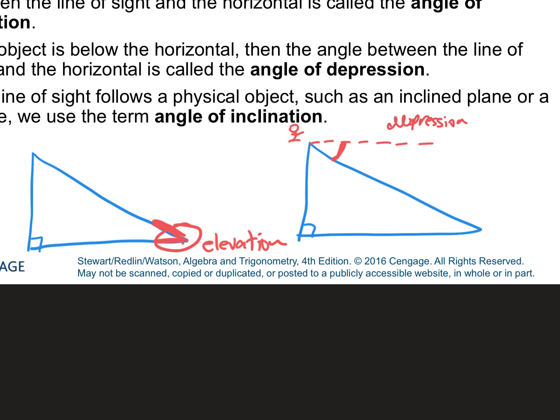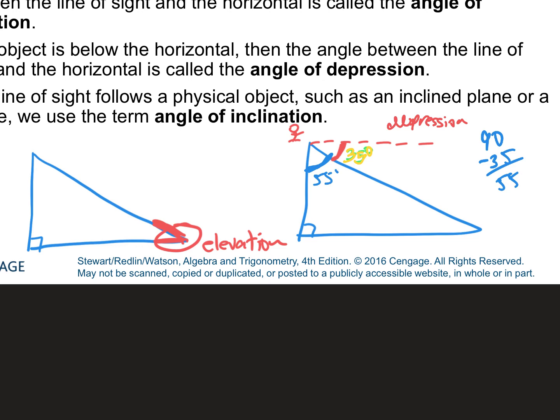So think about this. If I told you that the angle of depression was 35 degrees, does 35 go in the corner? No, it goes outside of the triangle. So what number would go inside the triangle? How much is inside the triangle here if the outside angle is 35 degrees? Anybody know how to figure that out? 55. How'd you get that? 90 minus 35, good, so it'd be 55. So your angle here would be 55 degrees.